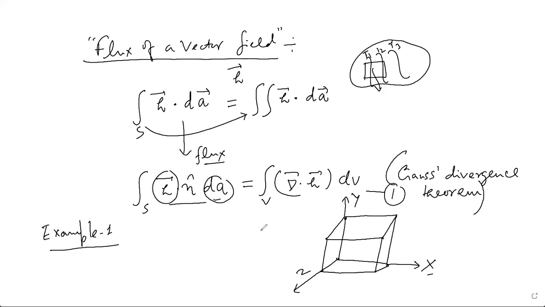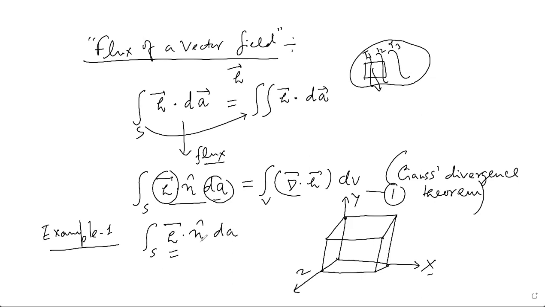And what I said, basically, is that you divide this cube into the various bounding surfaces, right? Because you can see that you want to calculate this sort of thing, if I have a given vector field H.